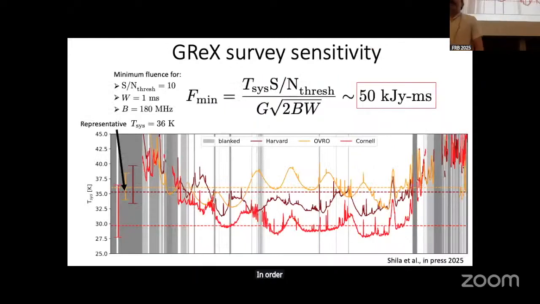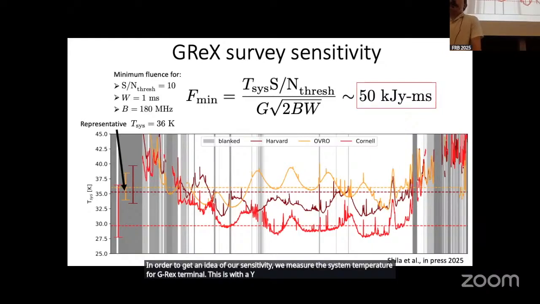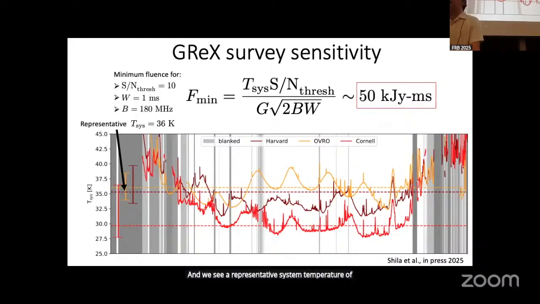In order to get an idea of our sensitivity, we measure the system temperature for a G-REX terminal. This is with a Y factor test with some hot foam over the feed and a presumably cold sky. And we see a representative system temperature of about 36 Kelvin.